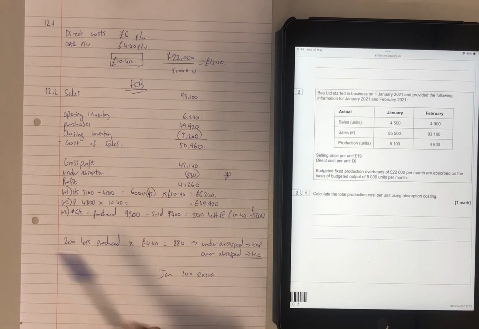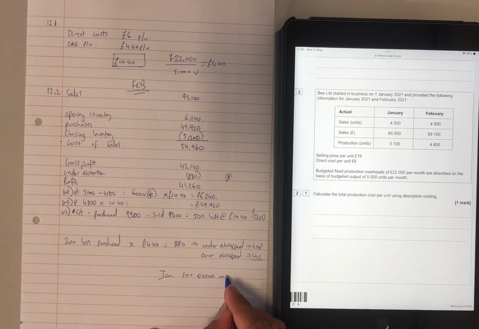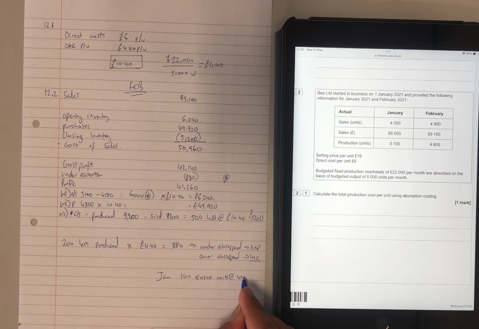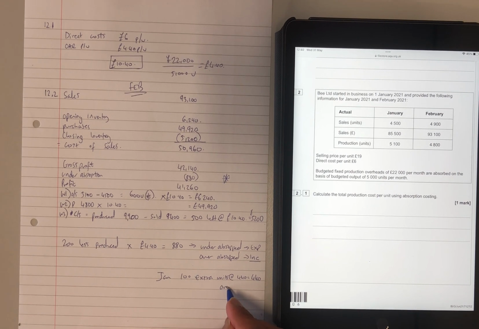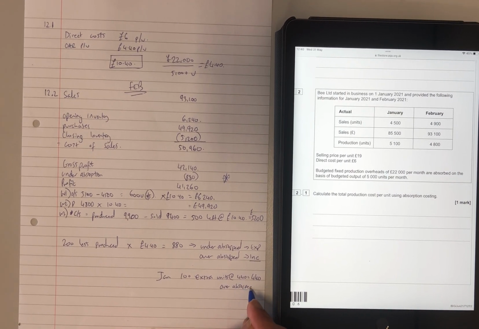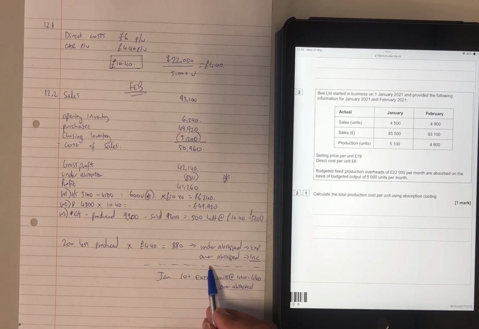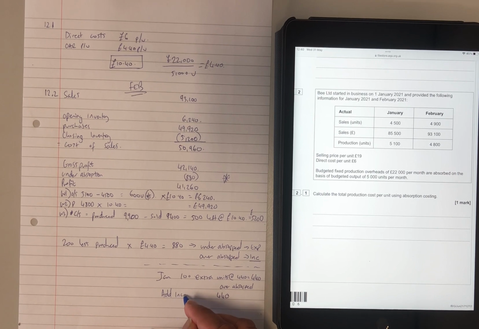So in the month of January, because we produced 100 extra units at £4.40, that means £440 was over absorbed, and so do a dotted line there. This is just additional info. What that means is we would have charged too much costs, which means when you work out your final profit, if you have over absorbed, what you do is you put 440 and you treat it as an additional income or other income, and that means profit goes up.